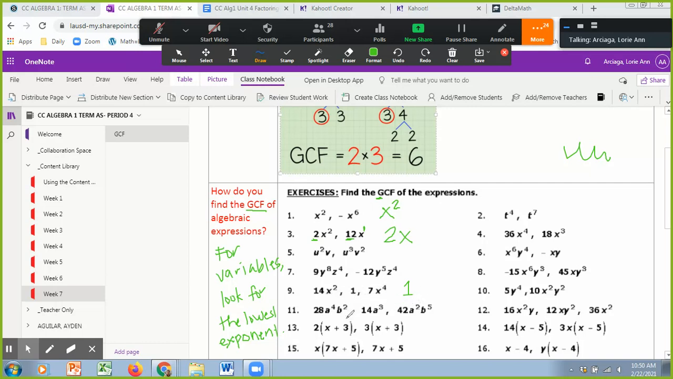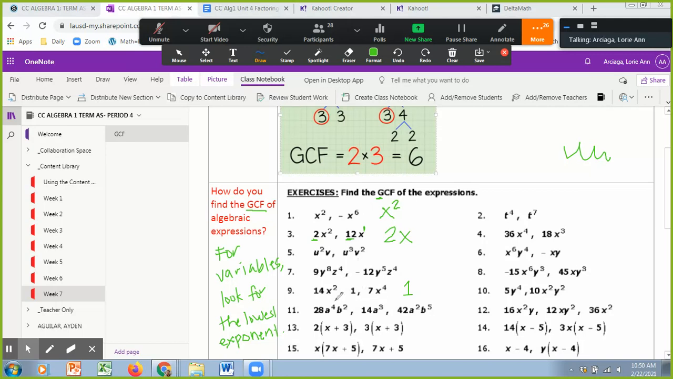Okay, what about here? If it has 2 variables. Let's look at the numbers. 28, 14, and 42. So look at the numbers first. What is the GCF of the numbers? We can do this on paper and turn it in to me on Remind, right? Yes. You can also type your answers here if you want to, but the exponent will make it harder. So paper would be the best way to do it.